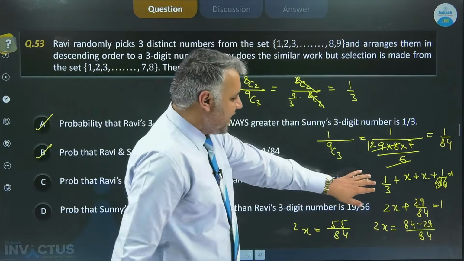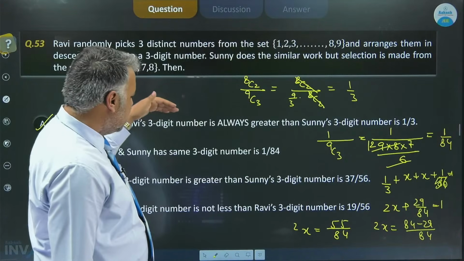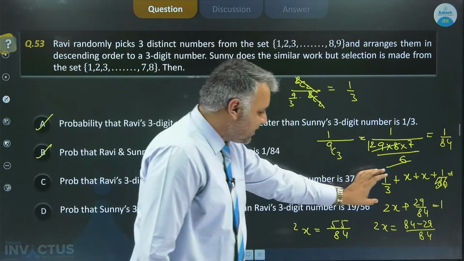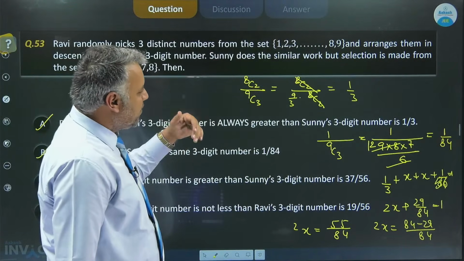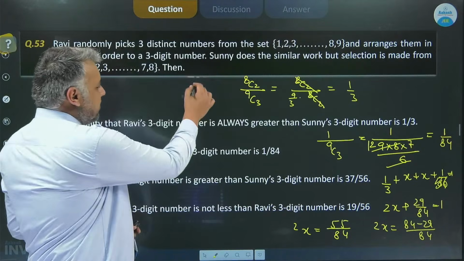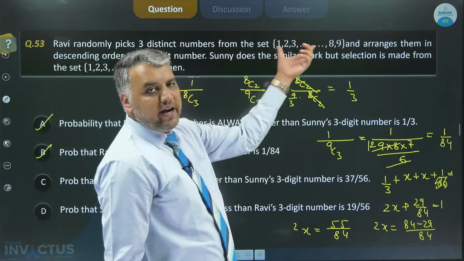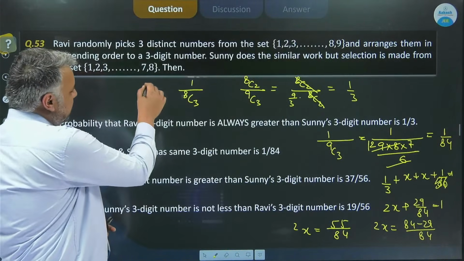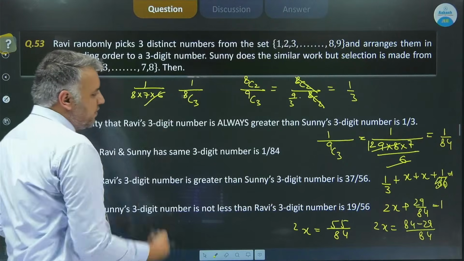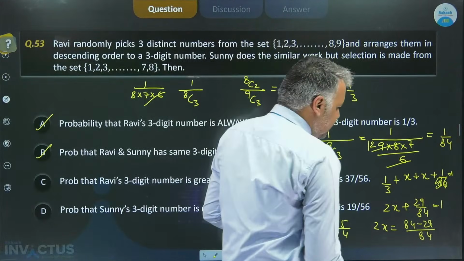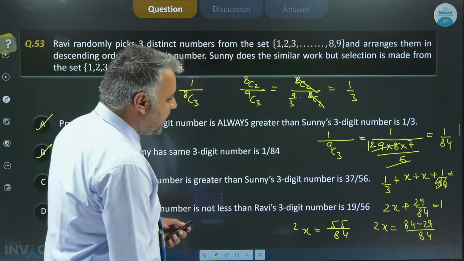Because the case already has been taken here that Ravi is forming the number using 9. So if he is using 9, then the probability is 1 by 3. And if he is not using 9, then the probability both numbers are same is 1 by 8C3, because he will choose from the remaining 8 numbers. I think this will be 1 upon (8·7·6 divided by 6), yeah, 1 by 56. So this is 1 by 56. So we have to calculate X according to this. Let's move on to the next page.